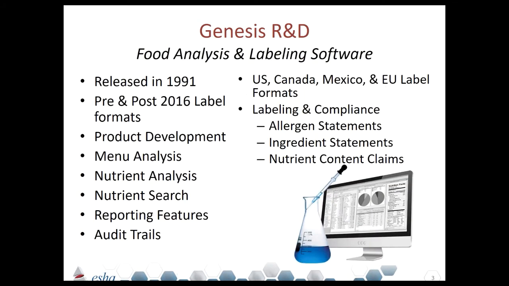Genesis R&D Food, which is what we'll be taking a look at today, was released in 1991. We include the 1990 and 2016 labeling formats and regulations. It's really designed for product development, menu analysis, nutrient analysis, reporting, audits. We have labeling for the United States, Canada, Mexico, and Europe. And labeling compliance parts for allergen statements, ingredient statements, and nutrient content claims.